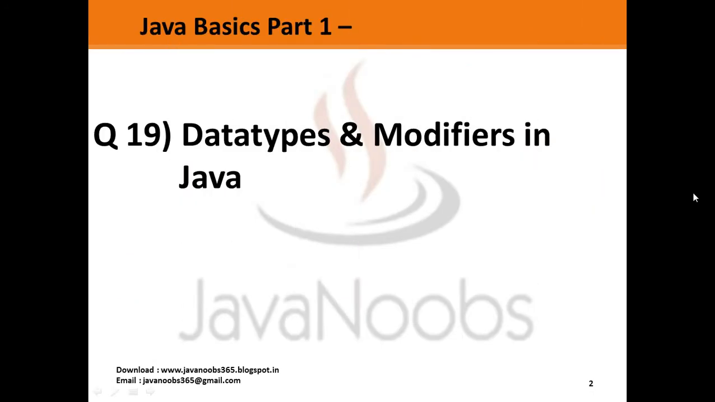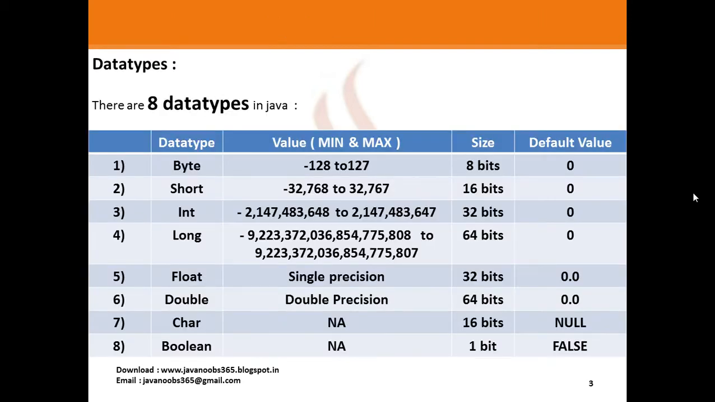Java Basics Part 1, Question 19. Data types and modifiers in Java. Talking about data types, there are 8 data types in Java, and they are also called primitive data types. The first data type is byte. The value of byte is anywhere from -128 to 127. The size of byte is 8 bits. The default value of byte is 0.